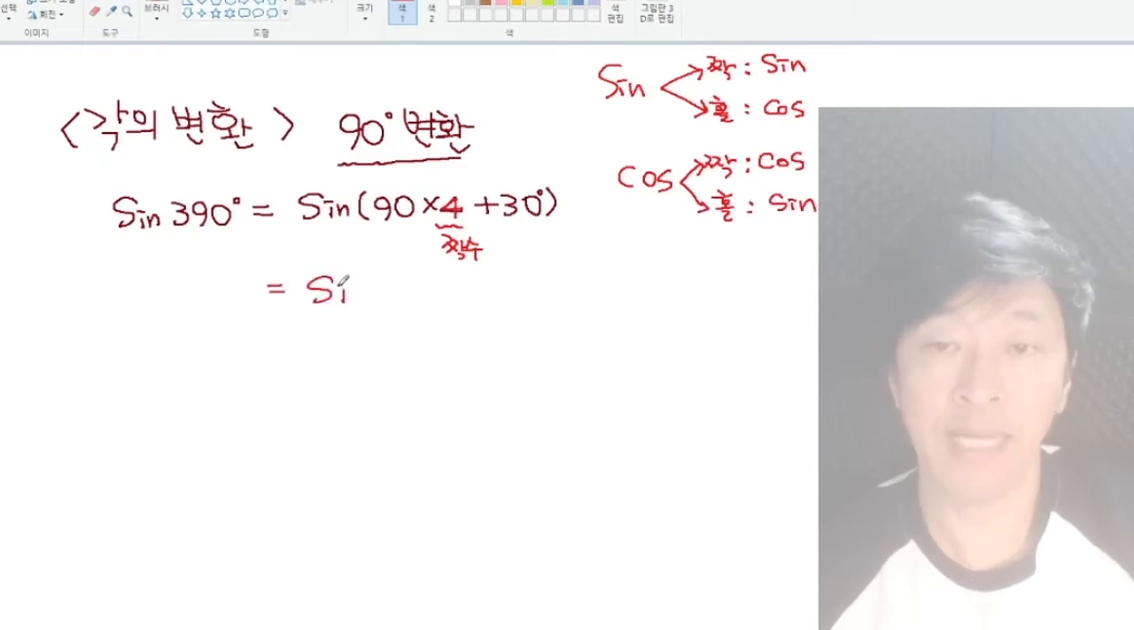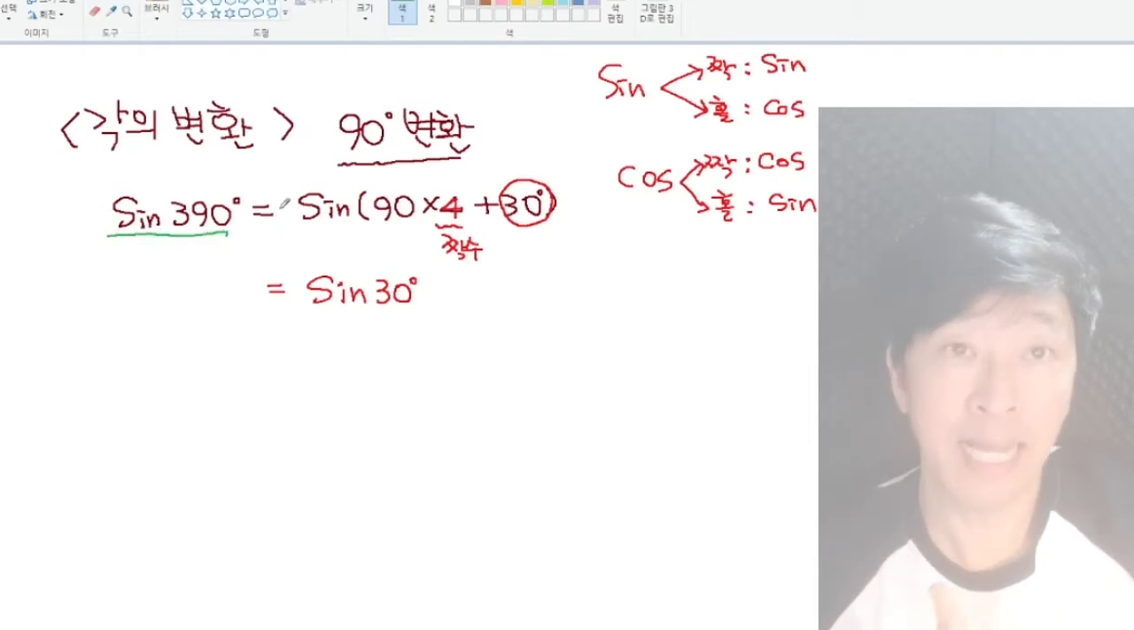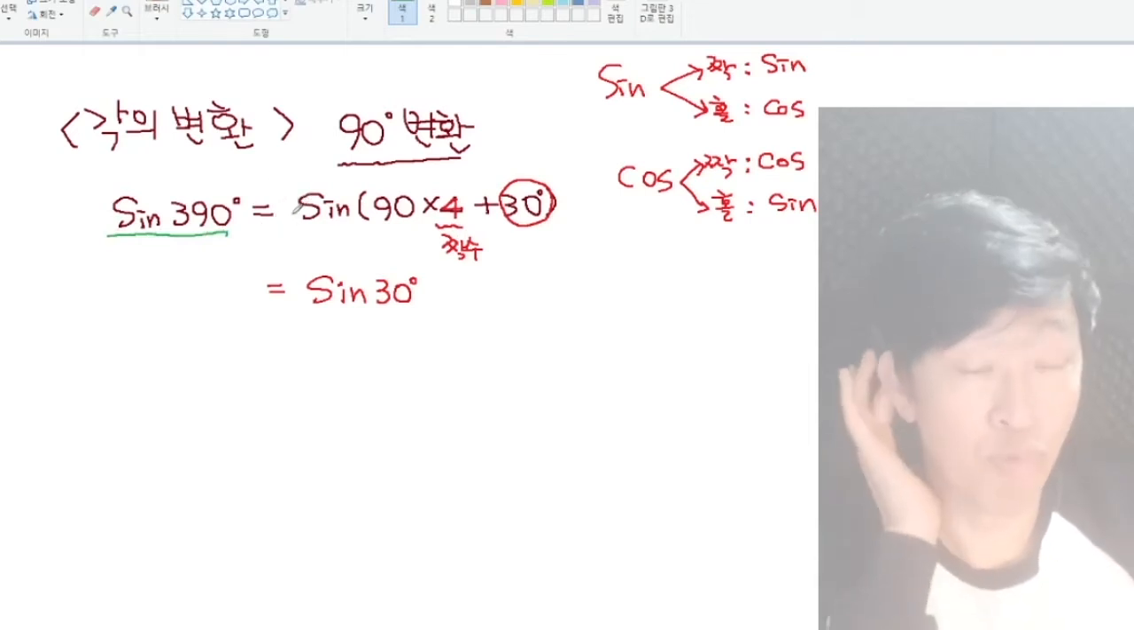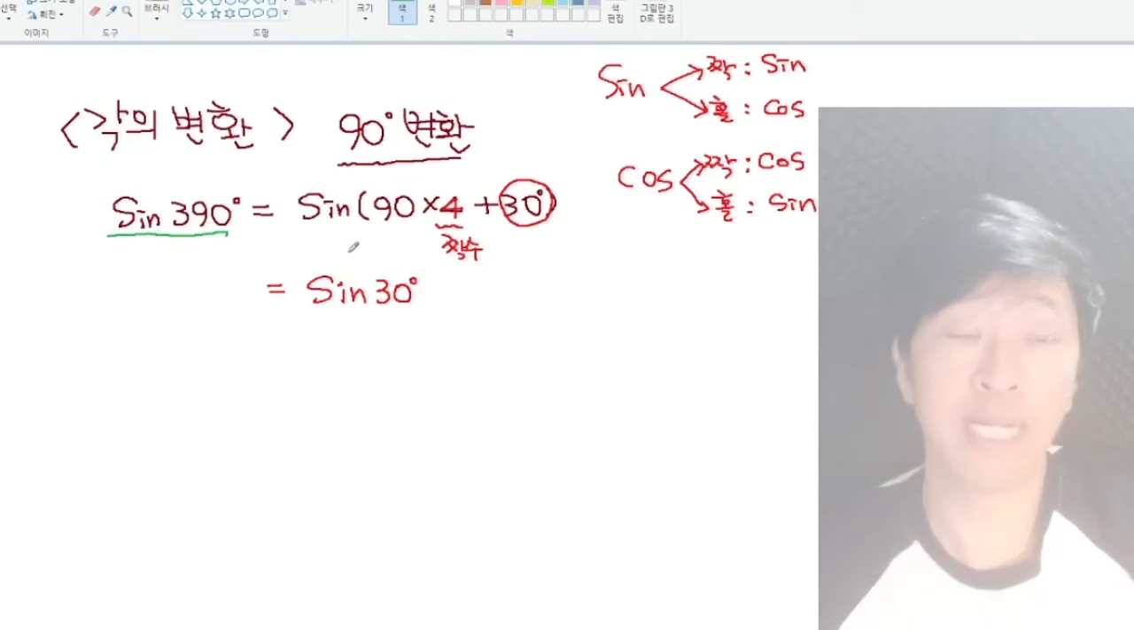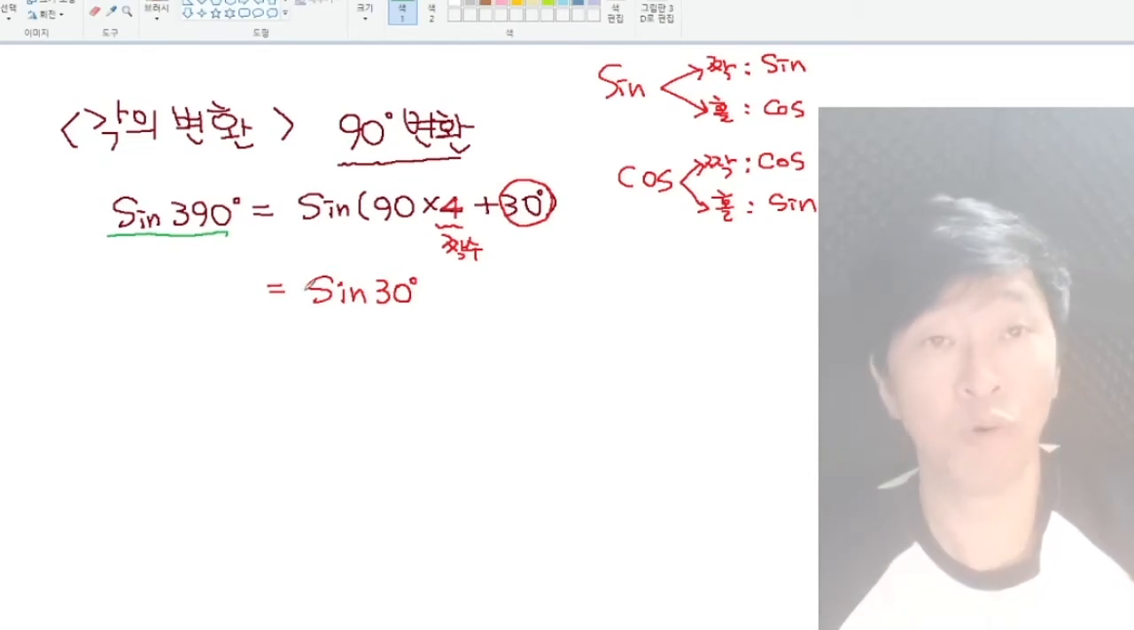I'm just gonna write it down here, sine 30 degrees. And then finally, the sign of the quadrant of sine 390 degrees. Sine 390 degrees goes around once, to 30 degrees. It's the first quadrant. Every sign in that quadrant is a plus. That's why sine 390 degrees is like sine 30 degrees, so you can solve it as sine 30 degrees.